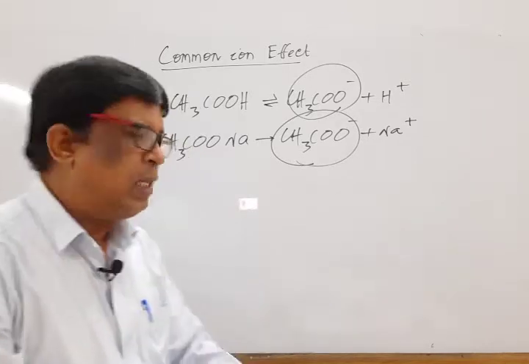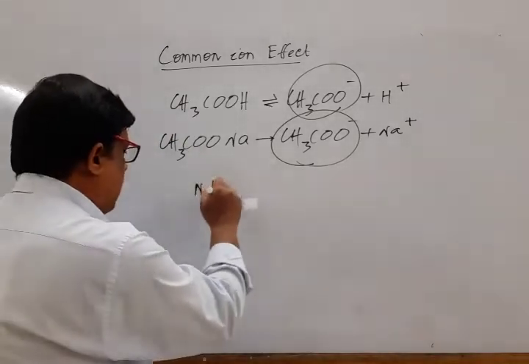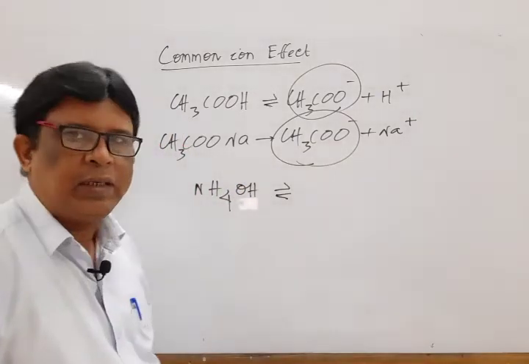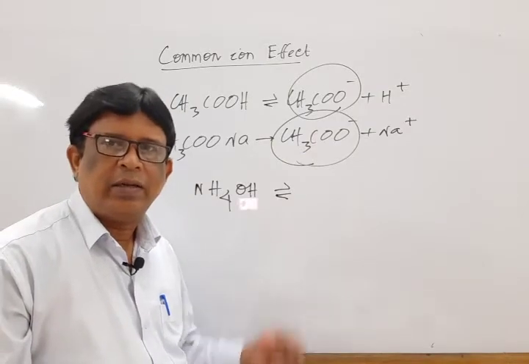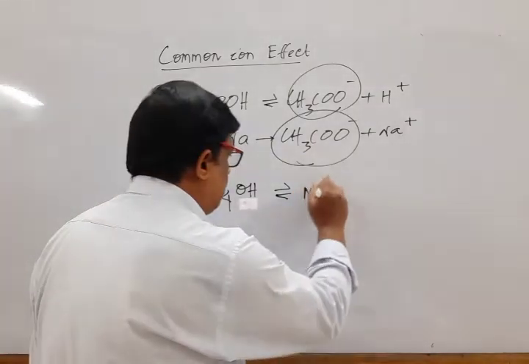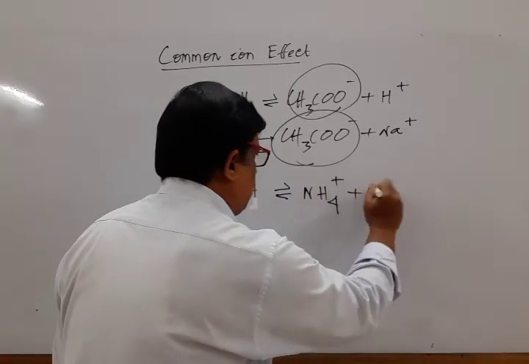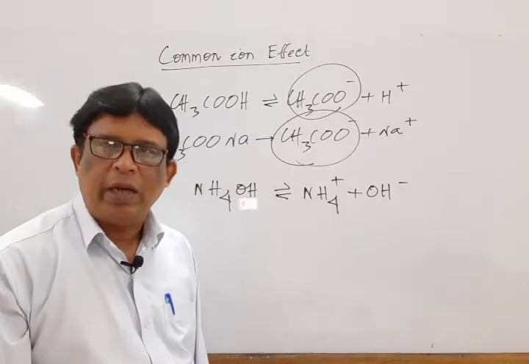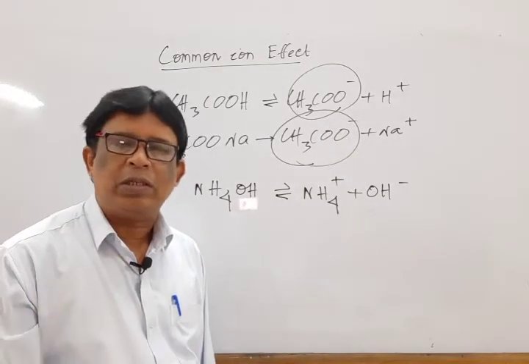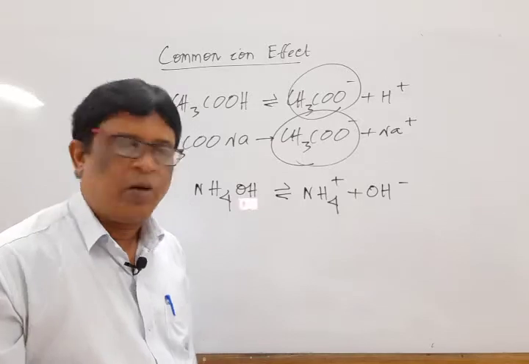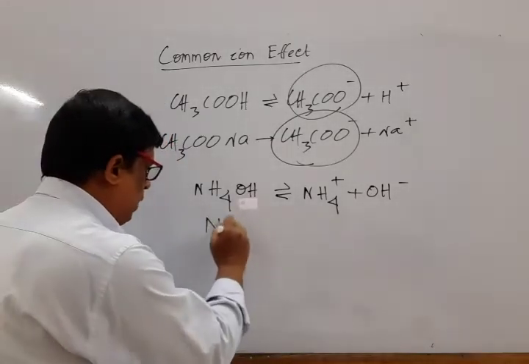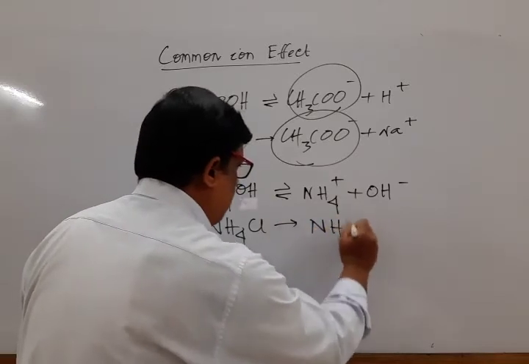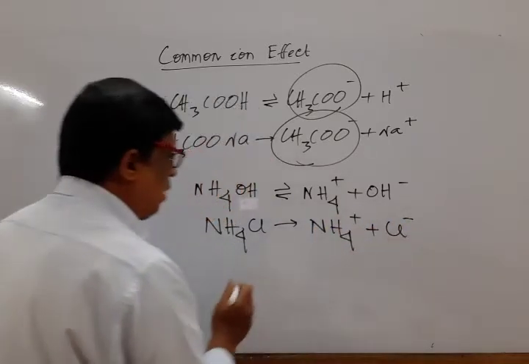Similarly, let us take another example, that is ammonium hydroxide. As it is a weak electrolyte, it dissociates partially to form ammonium ion plus hydroxide ion. To this we have to add a suitably selected strong electrolyte having a common ion, that is ammonium chloride, which ionizes completely to form ammonium ion and chloride ion.